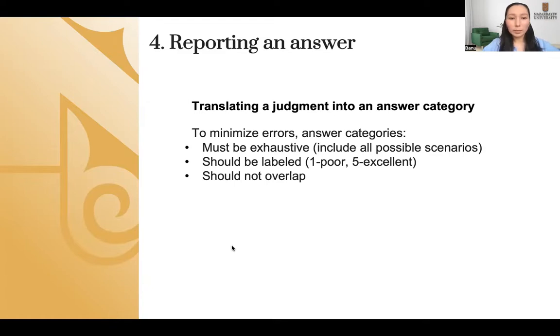And if you do not have good response options, the likelihood that a respondent will make a mistake will increase significantly. Basically, you will have poorer data at the end of your survey.